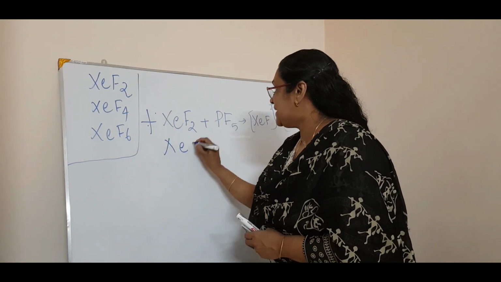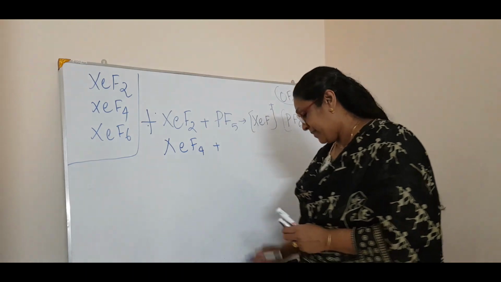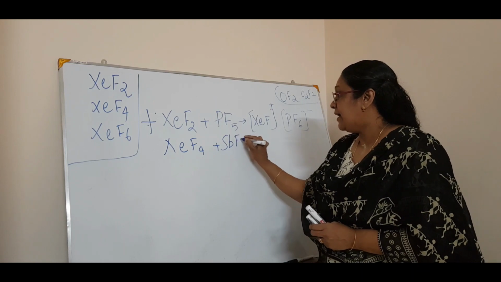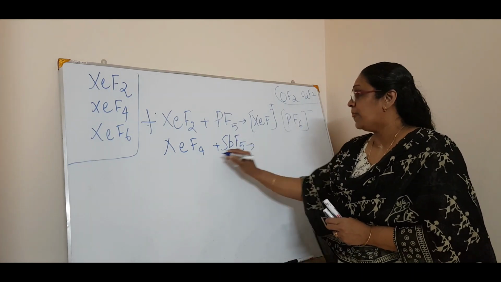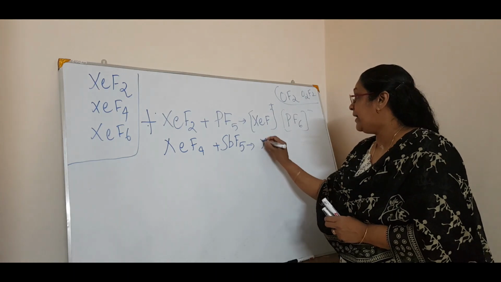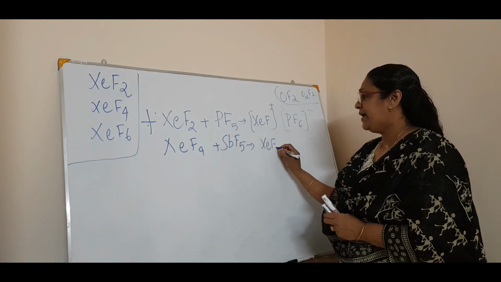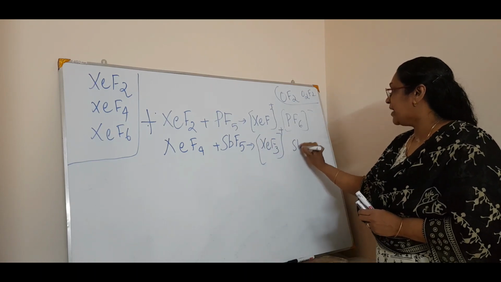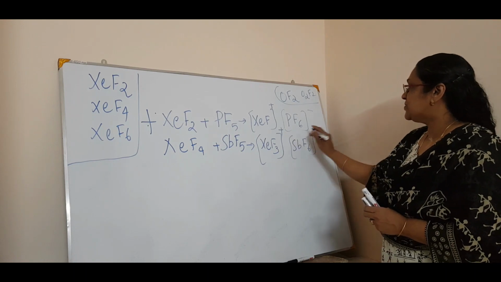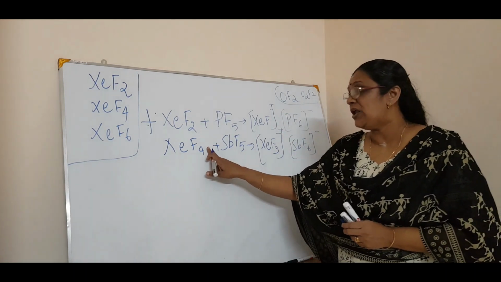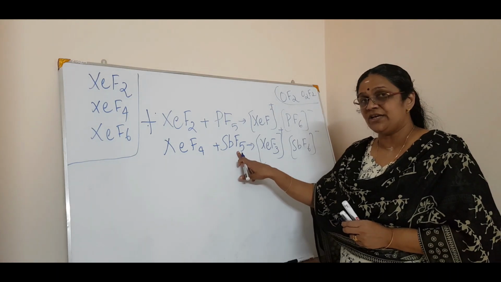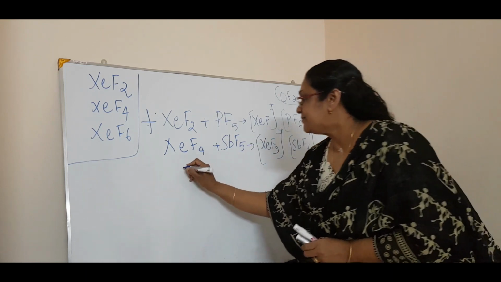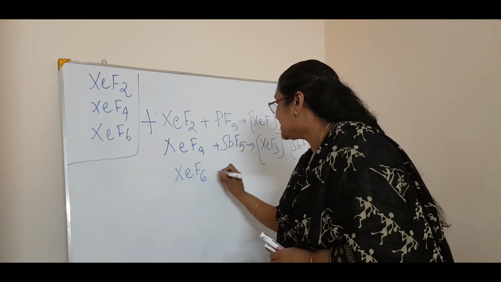Now one more. XeF4 plus a pentafluoride of phosphorus, arsenic, or antimony, SbF5, will give you, it is a fluoride donor. So it will be XeF3+. It's very simple. Plus SbF6 minus. See, this is a plus sign and a minus sign. It will give only one fluorine to form SbF6 minus. Then only it will be stable, the other as such bearing a plus charge.